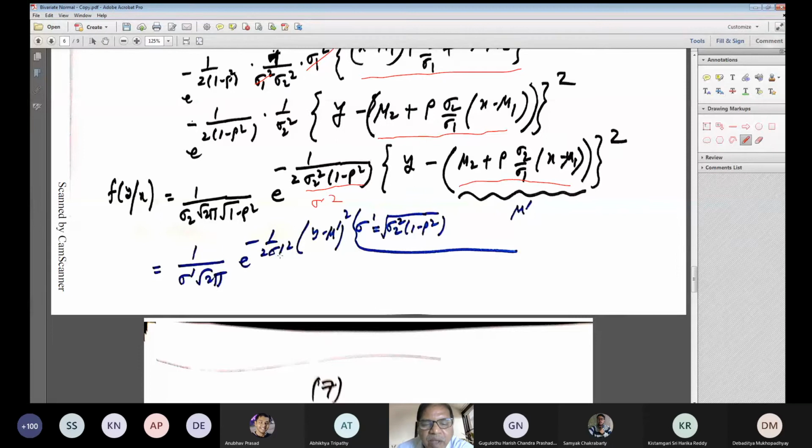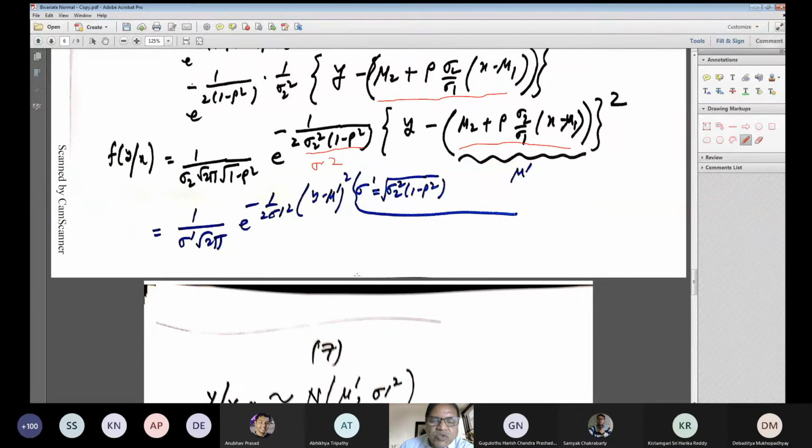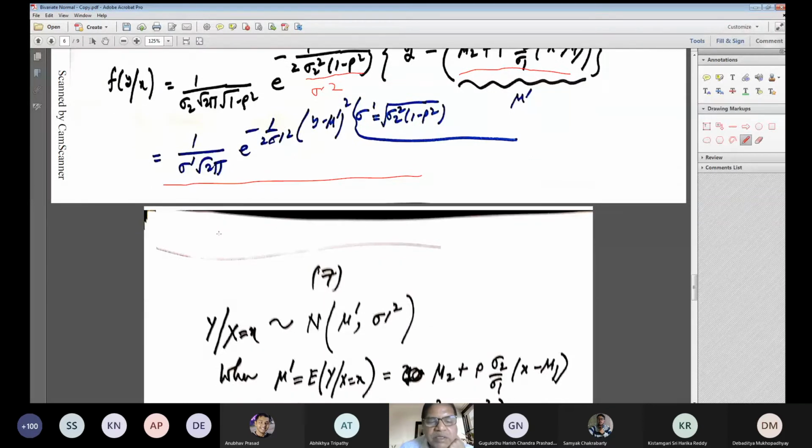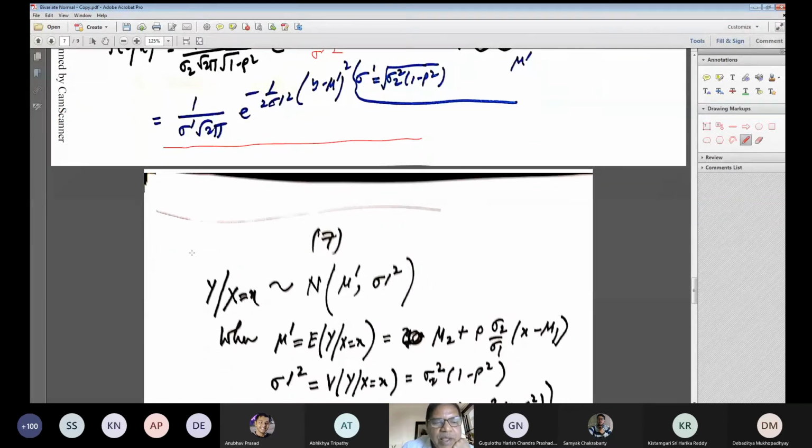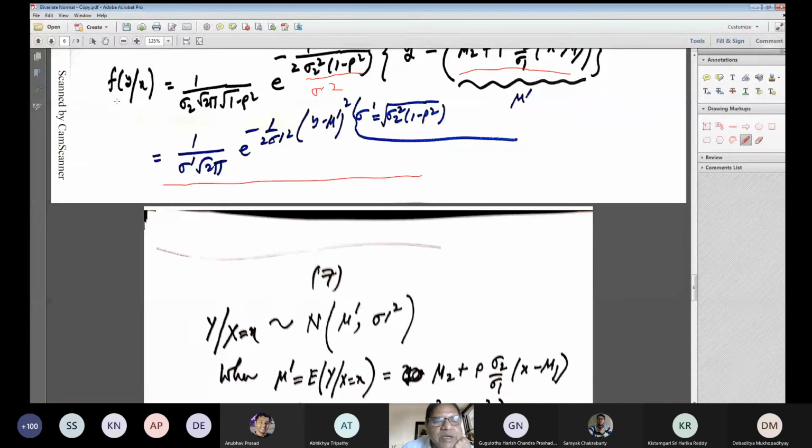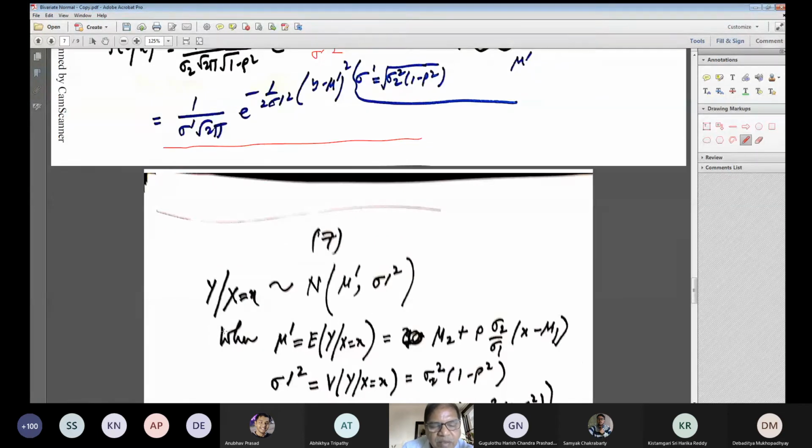Okay, so sigma dash square and y minus mu dash square. So this particular density function is normal, with mean mu dash and variance sigma dash square. So what we have got is that y given x, because we are finding the conditional density function of y given x. So the conditional density function of y given x is normal with mean mu dash and variance sigma dash square. So this is an important result.